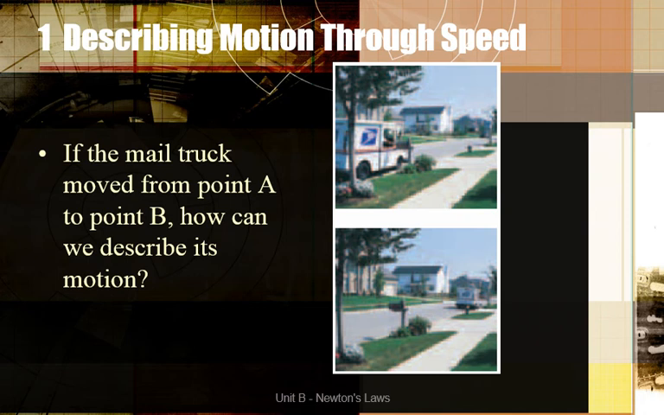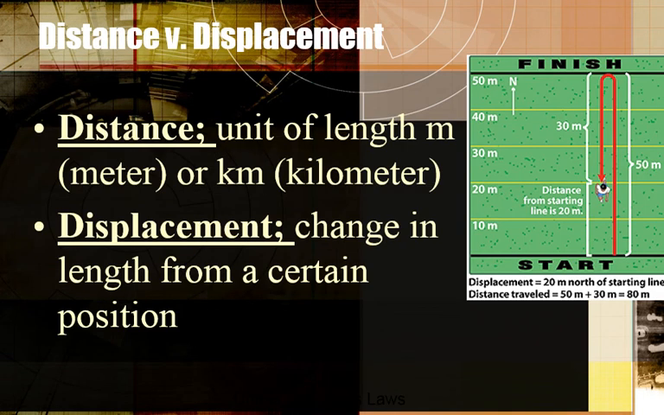An important thing to note when looking at an object's motion is something called its distance or its displacement. Both of these terms may seem very familiar or similar. However, there is some difference. The distance is the length of distance between the point of measurement and the object, whereas displacement is the total change in length from a certain position.